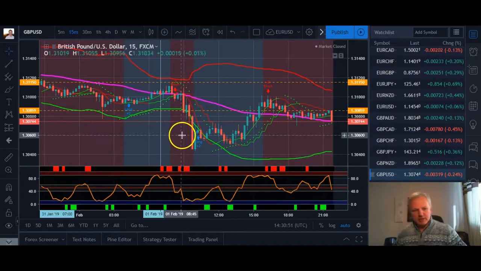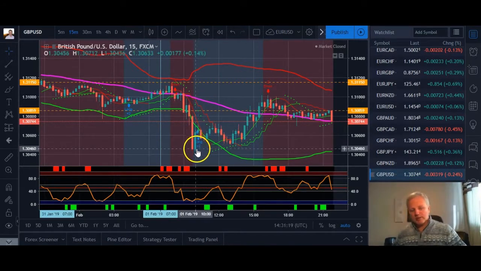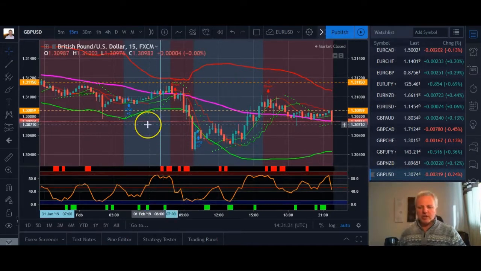So if I was to take that for example, I entered here at 1.30861, and because of this fast indicator, if I was doing it manually and waiting for the trade to turn, I would have got out of it at 1.30453, which is roughly 40 pips. So you would have earned 40 pips, and then that's done for the day. That's how you can gain more pips by using the fast indicator.